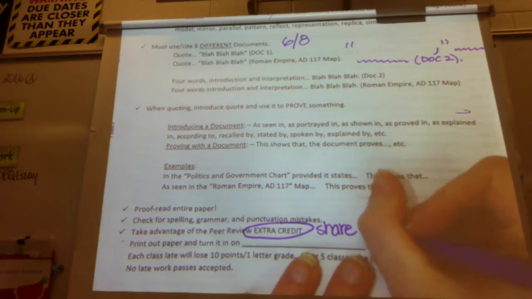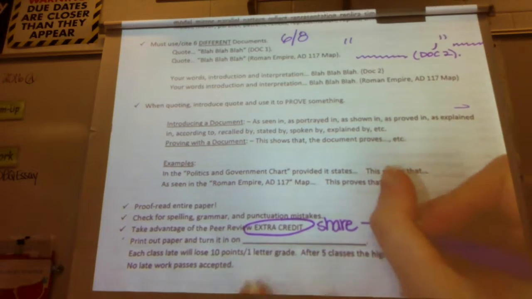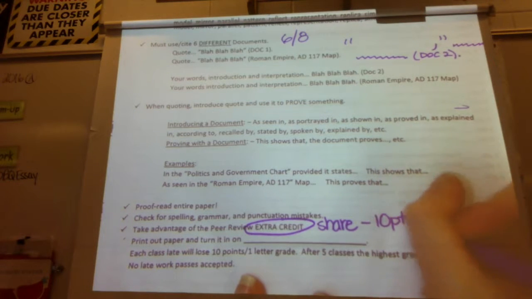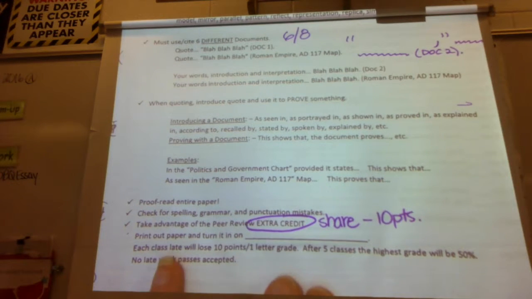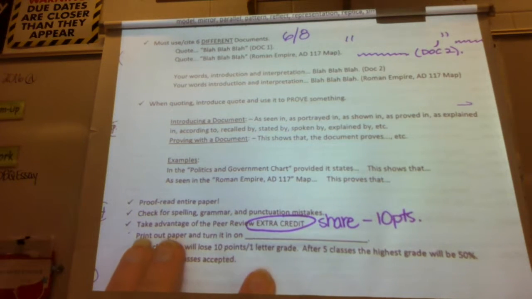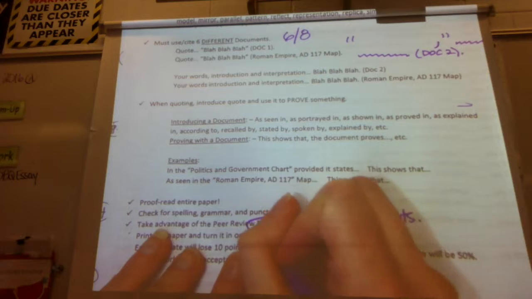And then if you do that, in the Google Documents, you can write down your comments on the side, and you just share the paper with me so I can see that you wrote on someone else's paper, and then you'll get 10 extra points. That's on the rubric. It's on the other side. So the highest you would be able to get is 110. Once we're done, you are going to also print out your paper and turn in a hard copy on Tuesday.